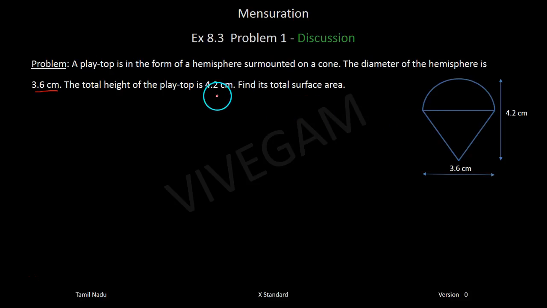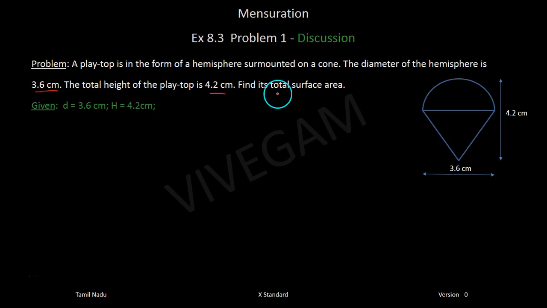Then they say the total height of the plate top is 4.2 centimeters. That is, from here to here is 4.2 centimeters. But what is this? This is the height of the cone plus the radius of the hemisphere. So h plus r is equal to 4.2 centimeters. That is what is given in the problem. So let's write diameter d equal to 3.6 centimeters, capital H, that is the total height, is 4.2 centimeters. Anything else? I guess that's all it is.